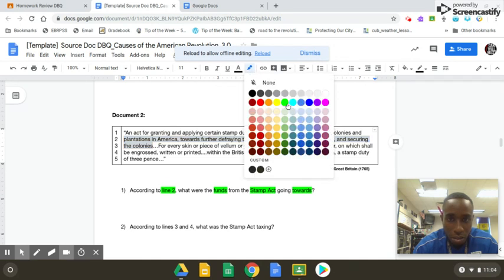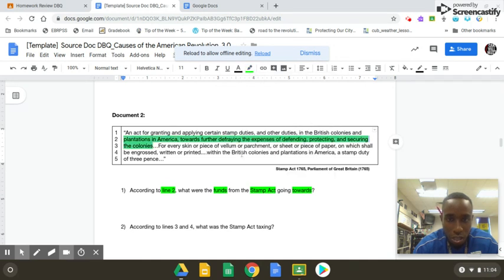It has some keywords from my question. I see "towards," protecting, securing the colonies, and it's in line 2. So we've got a connection here with "towards." I didn't even highlight that at first, but I saw it in the text, and I remembered reading it in my question, so I was still able to draw that connection. So I went back and highlighted. So what were the funds from the Stamp Act going towards? Seems to me that it was going towards protecting the colonists, defending them.